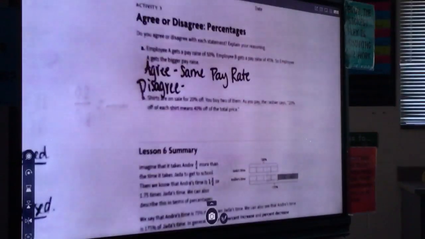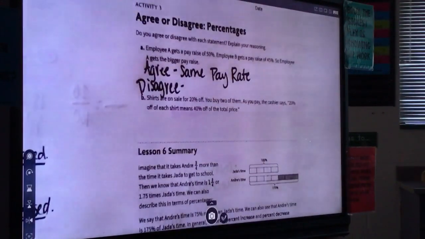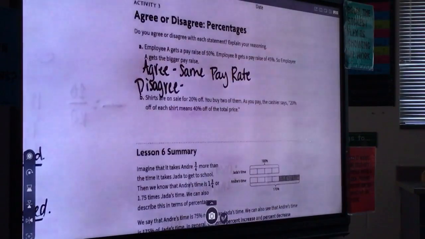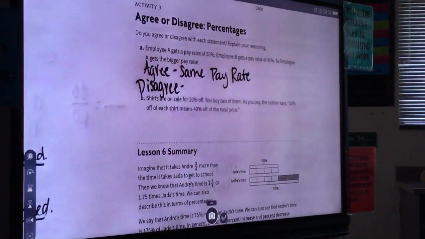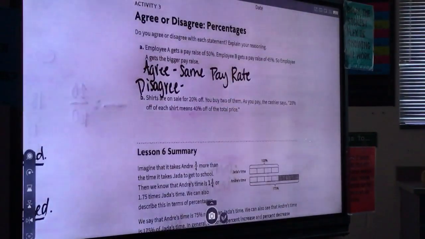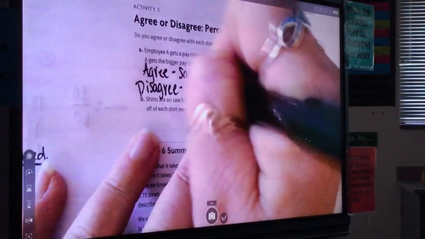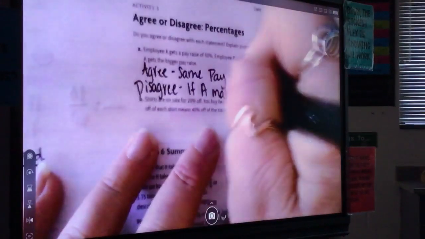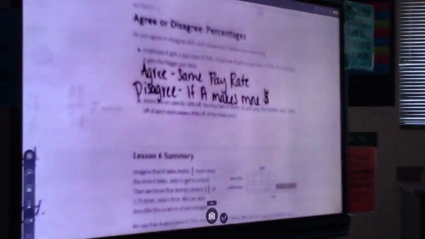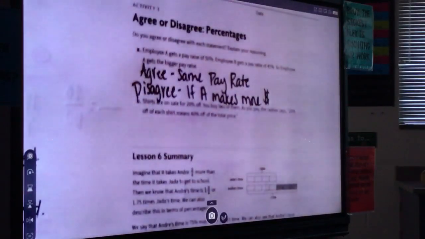if what? So McKenna, you said you disagree. Why? I just said because I thought it was unfair to the one employee. I mean, that's true. It is unfair for one person to get 50% and one person to get 45%, which is fine. All right, that's one reason. So it's unfair. If you're getting a raise, you should get the same raise. All right. Another reason would be if A makes more. Okay.